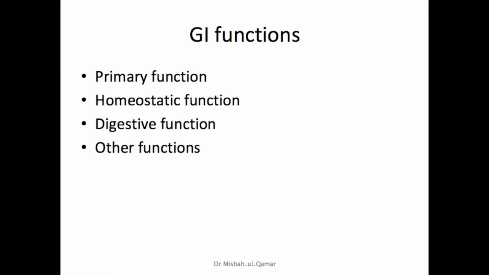Then there are some other functions also, which are linked to our GIT, but they are non-digestive in nature. For example, our digestive system helps in erythropoiesis by secreting intrinsic factor which is required for vitamin B12 absorption. And then there is secretion of certain hormones also.